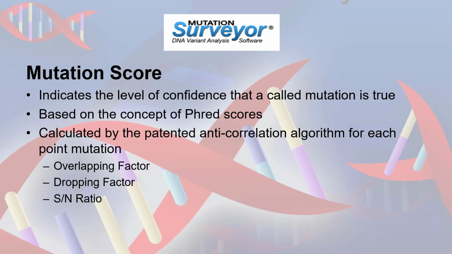Confidence is primarily provided through a mutation score. The mutation score is based on the concept of Phred, where the quality scores are logarithmically linked to error probabilities. Mutation scores for point mutations are calculated by the patented anti-correlation algorithm. The values for overlapping factor, dropping factor, and signal-to-noise ratio are used in the calculation of this score.